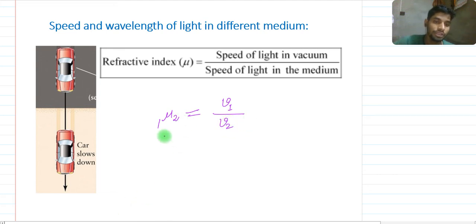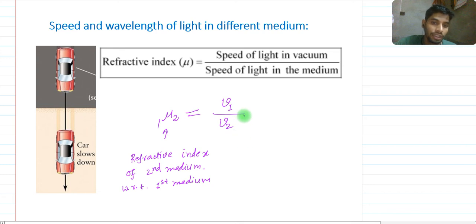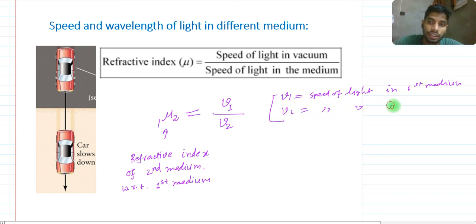So 1 mu 2 means the refractive index of the second medium with respect to the first medium. And V1 is the speed of light in the first medium, and V2 is the speed of light in the second medium.